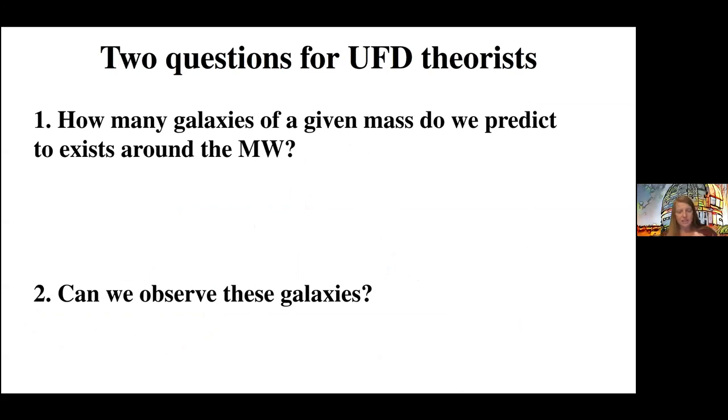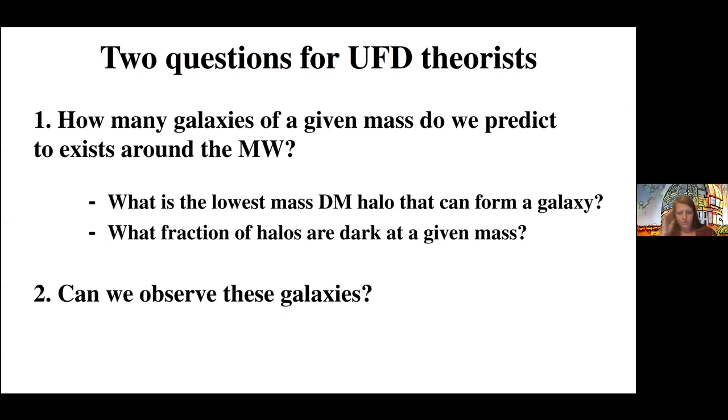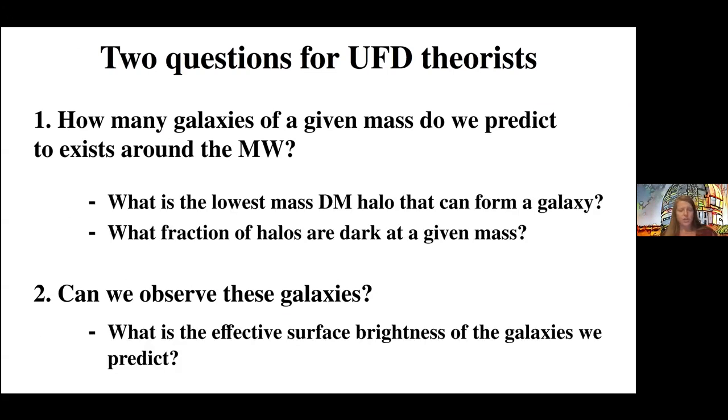How many galaxies of a given mass do we predict around the Milky Way? And can we observe these galaxies? Go ahead, Ethan, and throw up the questions. Related to the first question is my favorite. What's the lowest dark matter halo that can form a galaxy? We still don't know this.